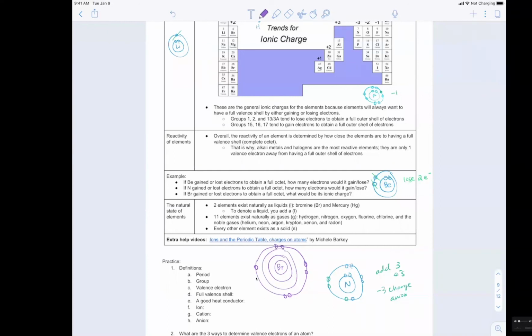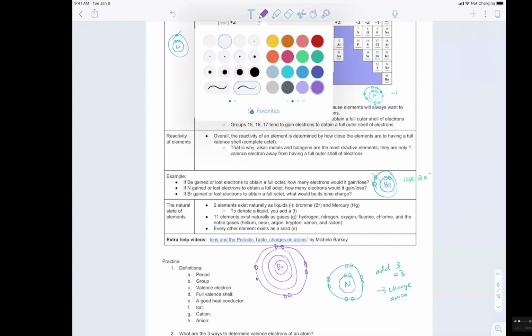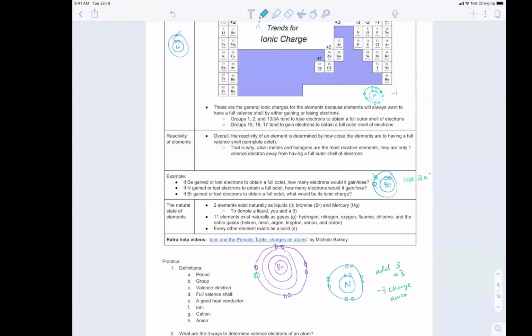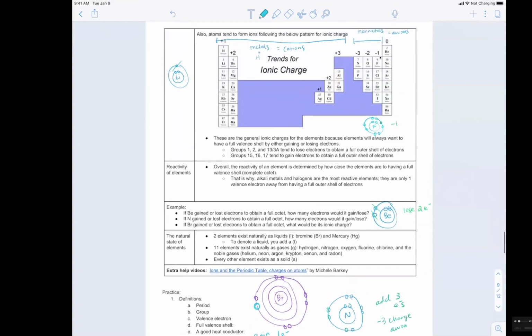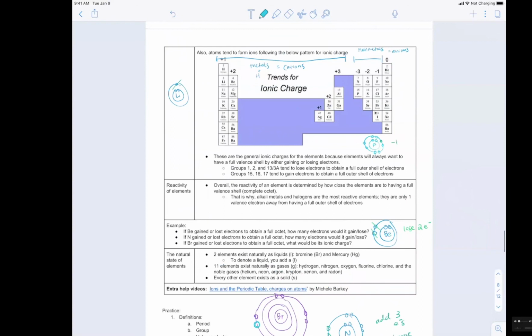So to get a full valence shell, you would just need to add 1 more electron. So gain 1 electron. And then if you gain an electron, that means you're going to have a -1 charge, which means you would be an anion. And again, you can see that matches up with this here, right? Bromine is in this column, and it has a -1 charge.